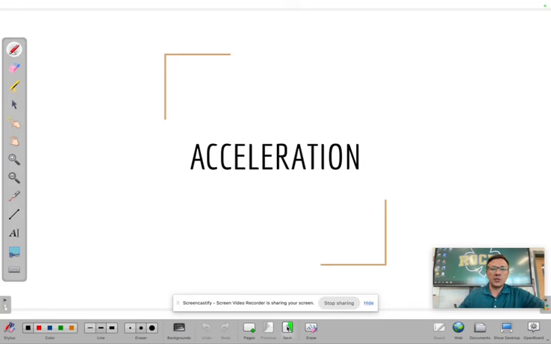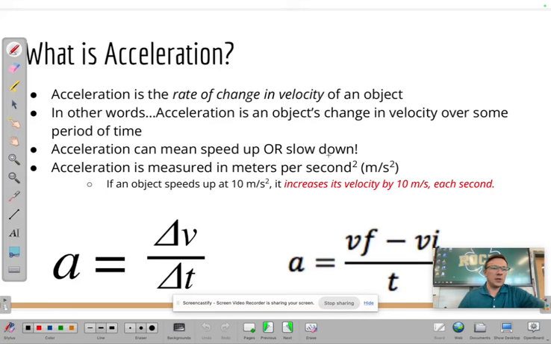So, to get us started here, what is acceleration? Acceleration is literally defined as the rate of change of velocity of an object. And so, all that has to be present for an object to accelerate is a change in velocity. That could be up or down. And velocity includes direction, so it also includes a change of direction.